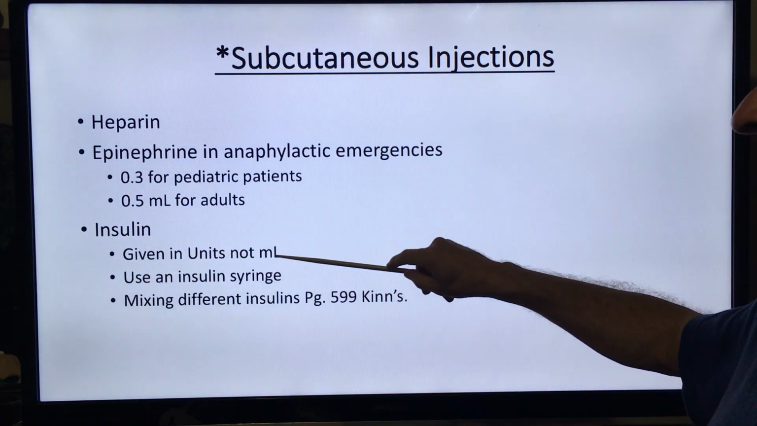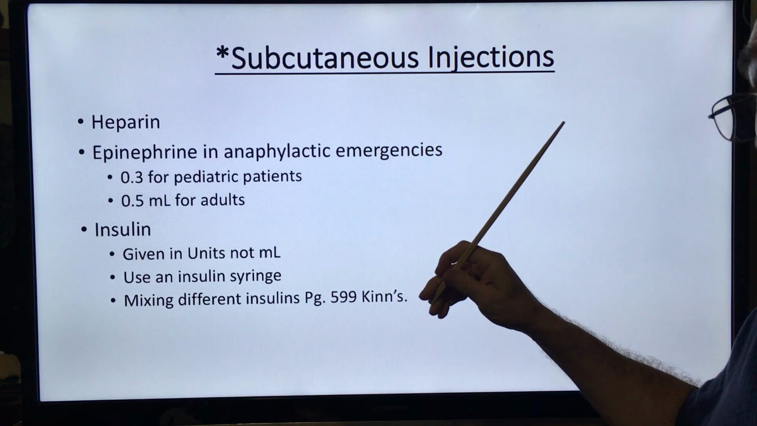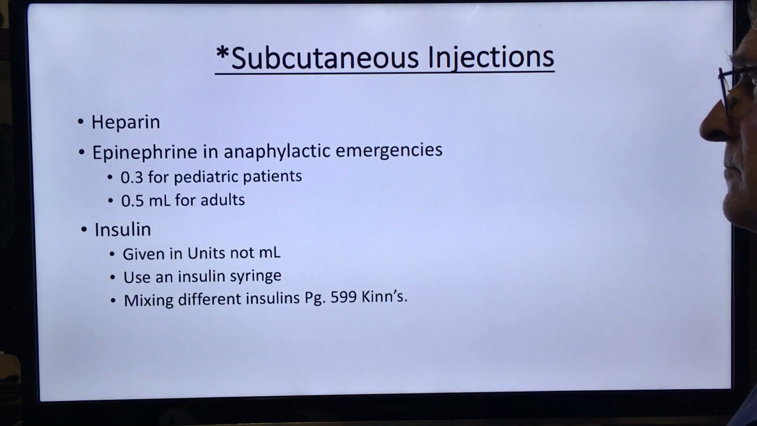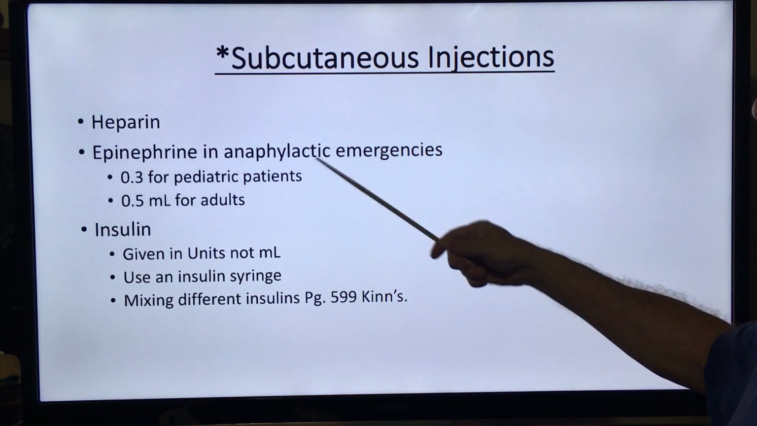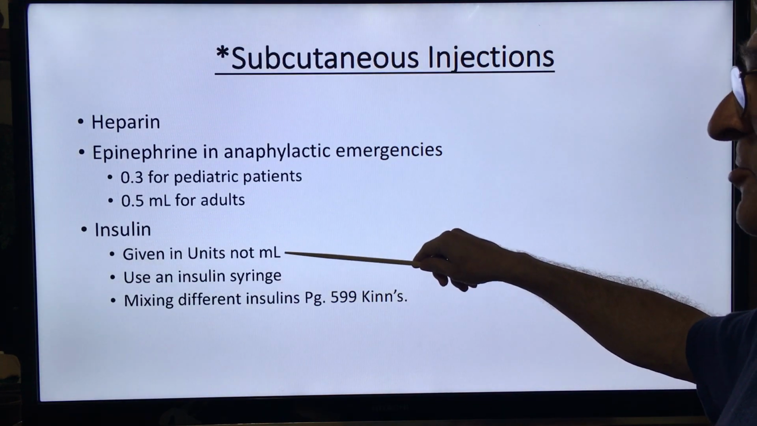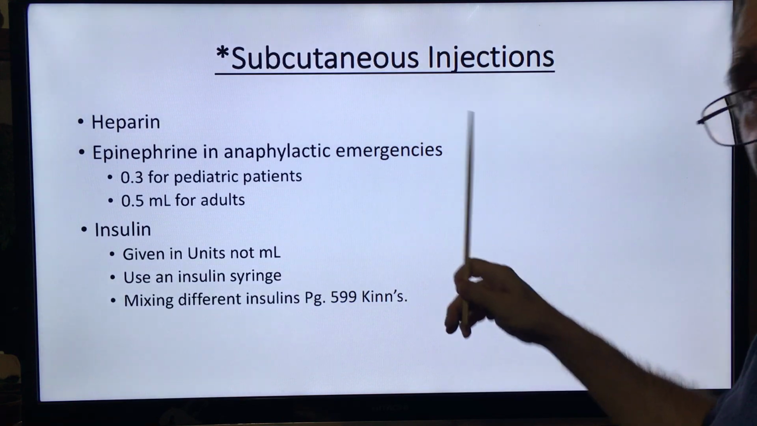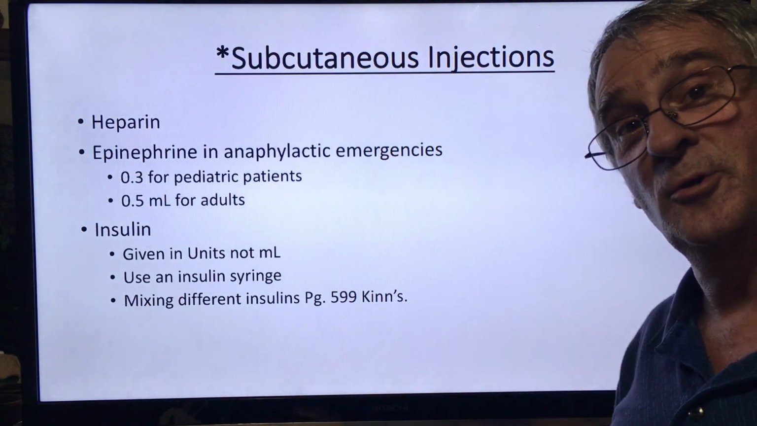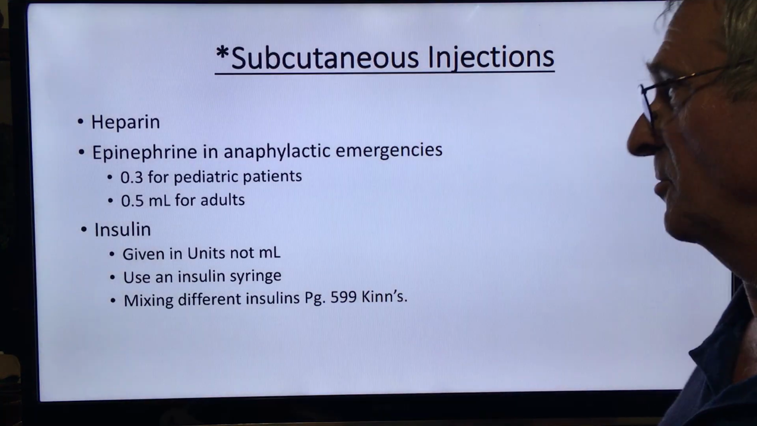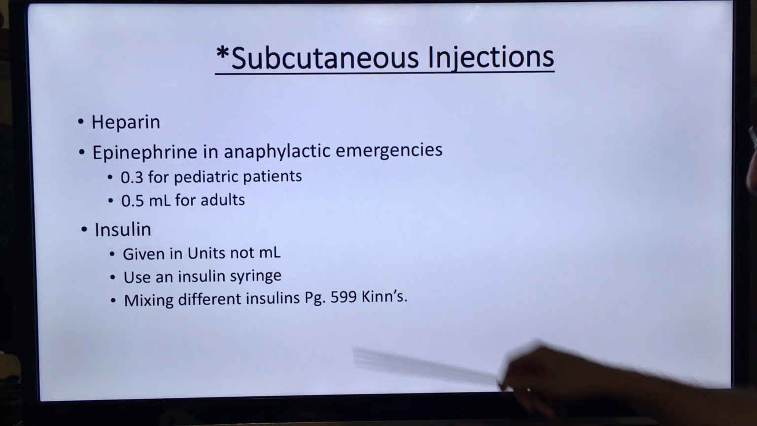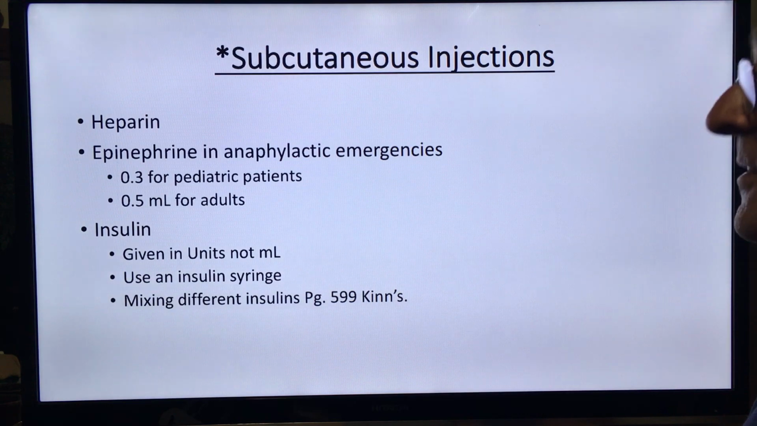Insulin is given in units, not milliliters, so sometimes we have to do a conversion on that. If you have an insulin syringe, it's measured in units. If you have a tuberculin syringe, it's measured in milliliters. So you would have to figure out with your insulin how many units per milliliter you have to know how many milliliters to draw up to give the correct dose. And we'll talk about mixing different strengths of insulin in class.